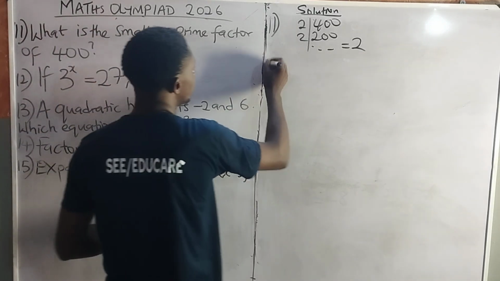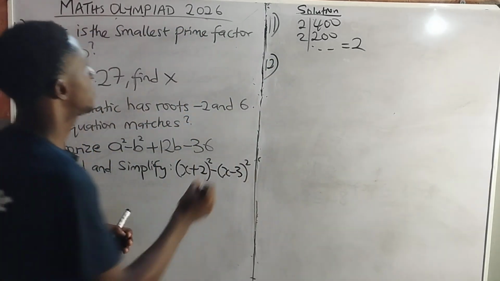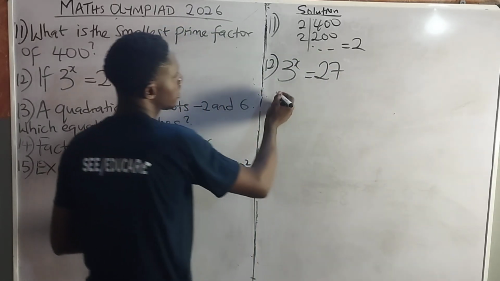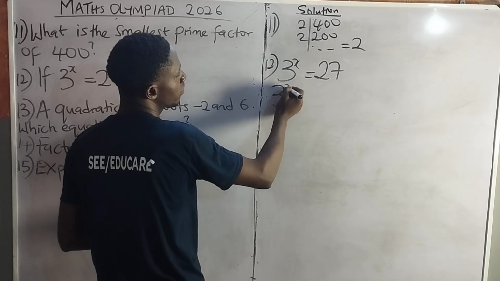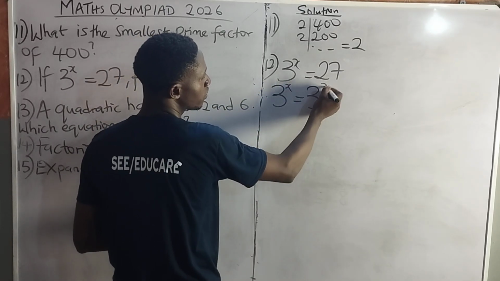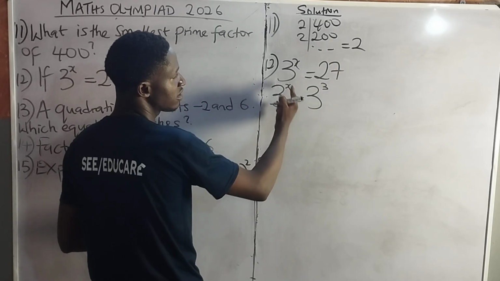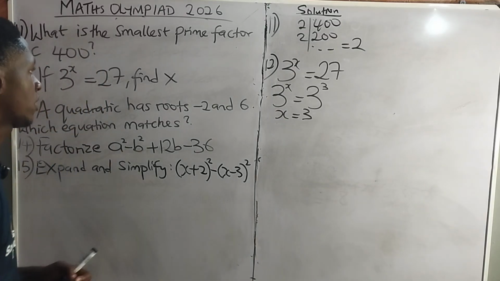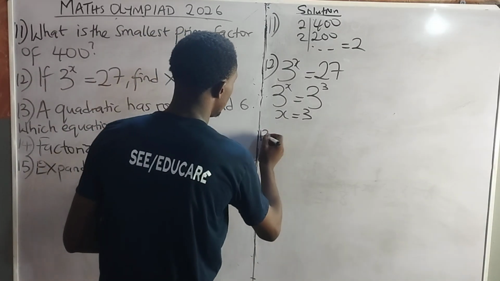So we have number 12. If 3 raised to the power of x is equal to 27, find x. This is indices. 3 raised to the power of x is equal to 27, in index form, is 3 raised to the power of 3. Then the bases are the same. You equate the power. So our x is equal to 3. And that is the answer. We go to number 13.